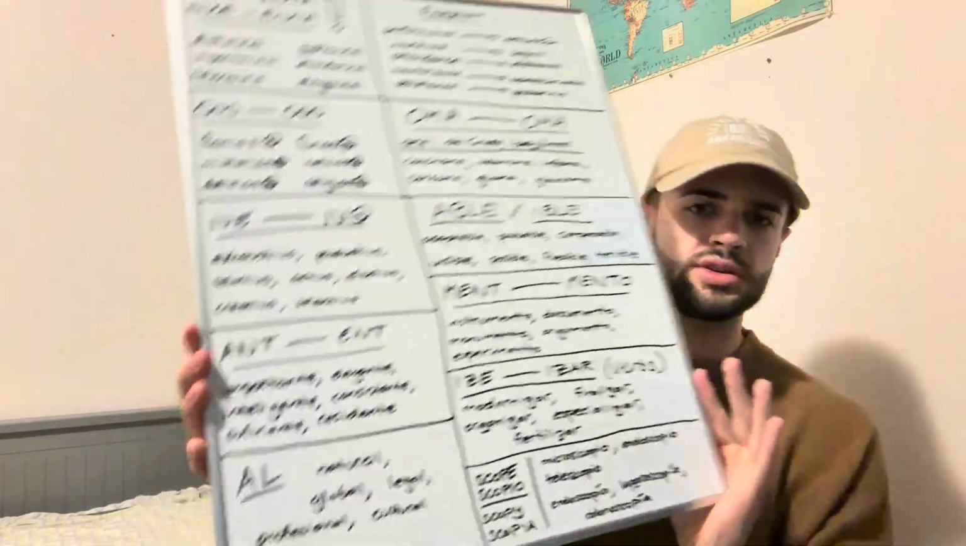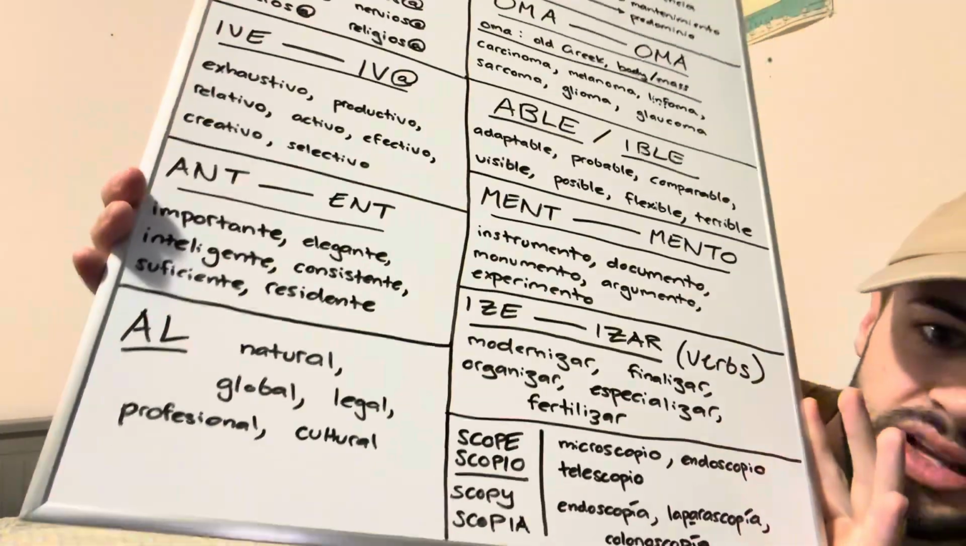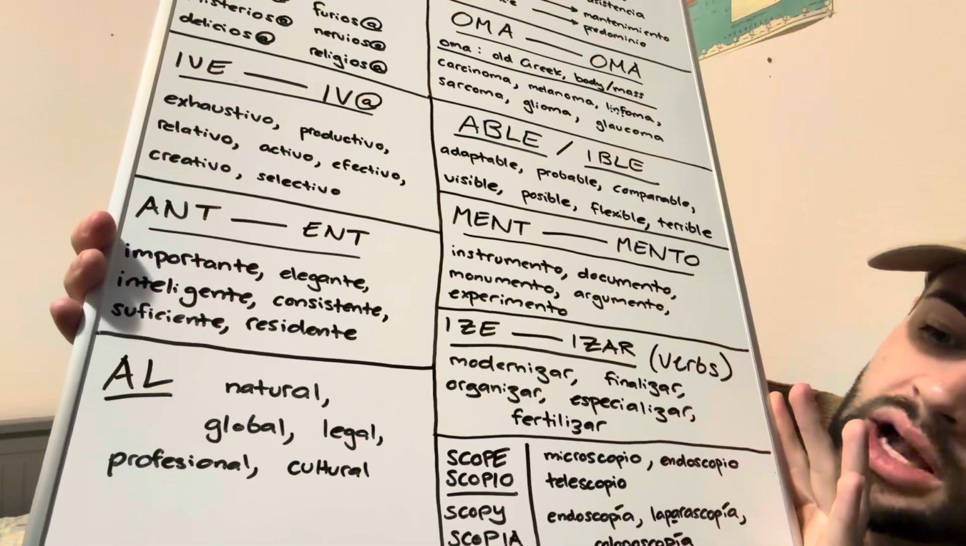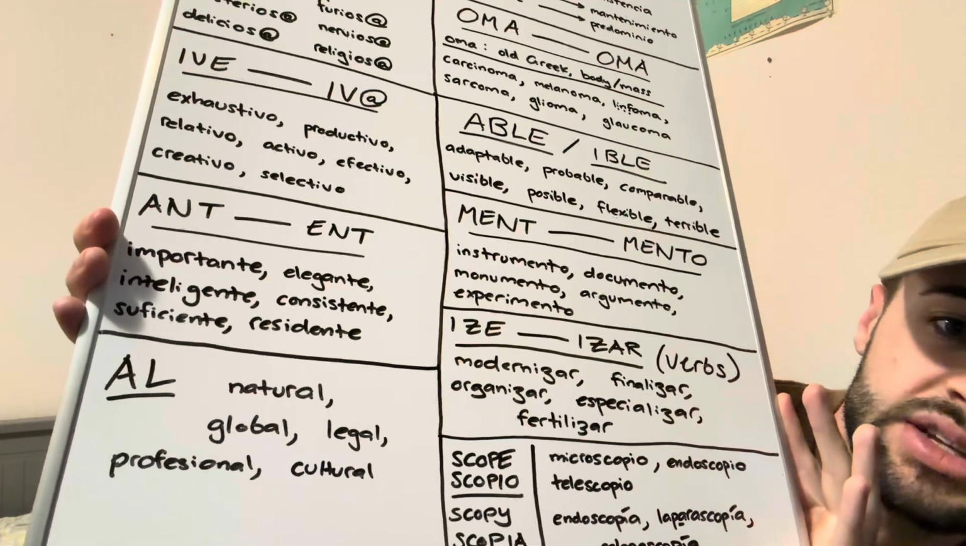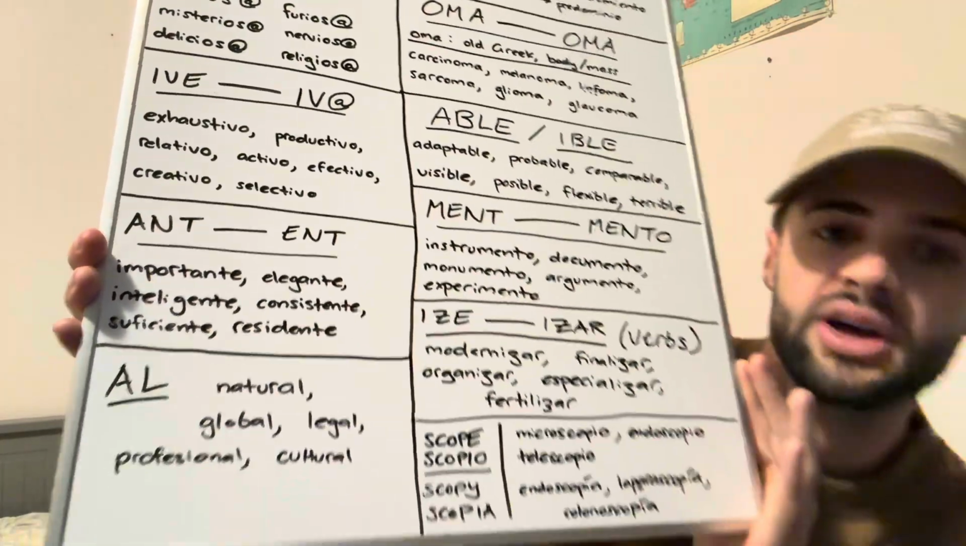Next one, the AL rule. Words that have the suffix AL are basically going to stay the same. Try to get the glare out of there. We've got natural, global, legal, profesional, cultural. Note that the double F in the word professional changes to a single F because, again, we don't do double Fs in Spanish.